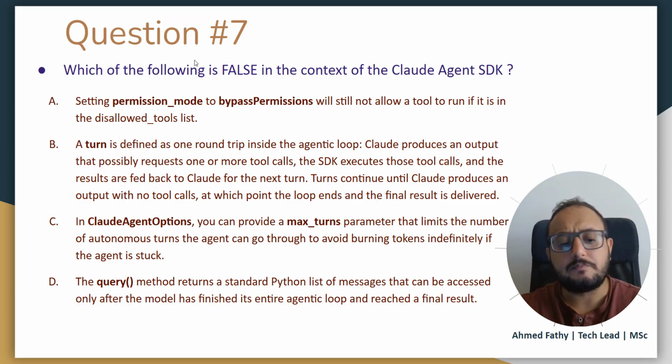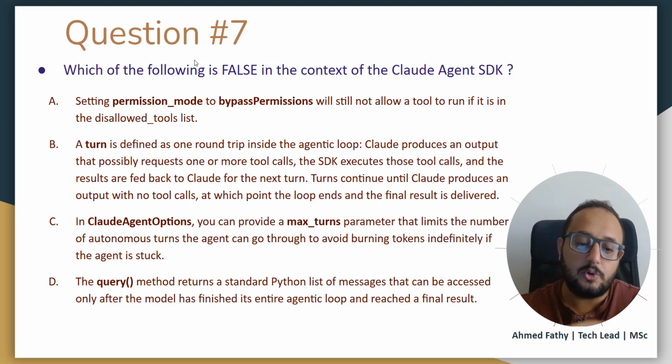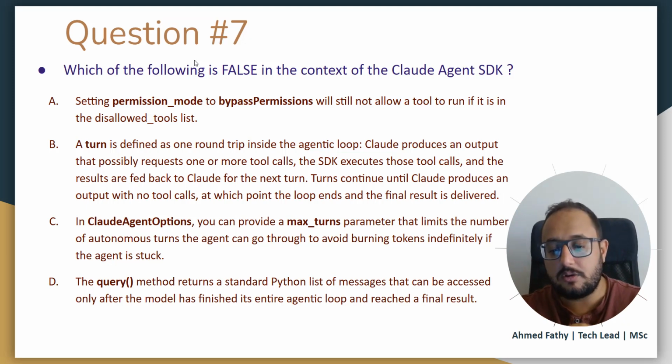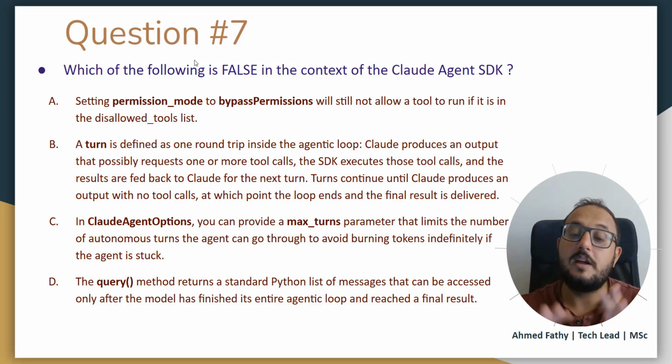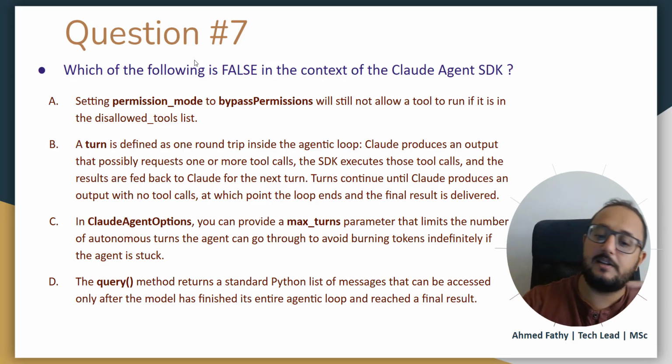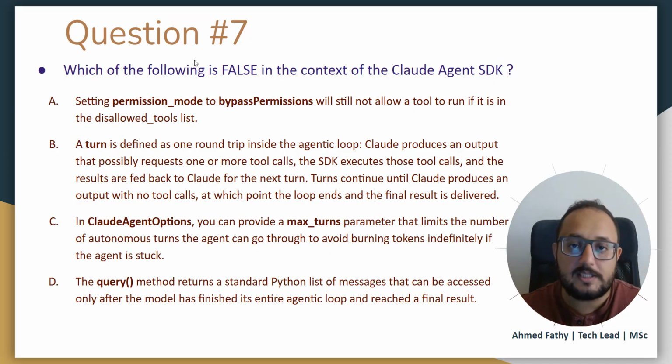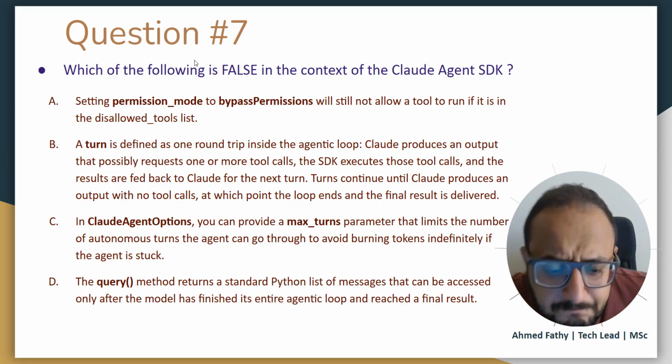C: in Claude agent options, you can provide a max turns parameter that limits the number of autonomous turns the agent can go through, to avoid burning tokens indefinitely if the agent is stuck. This is also true. We also didn't cover this before, but it is important that you know this. So you can define max turns to be 10, for example, to avoid looping forever.